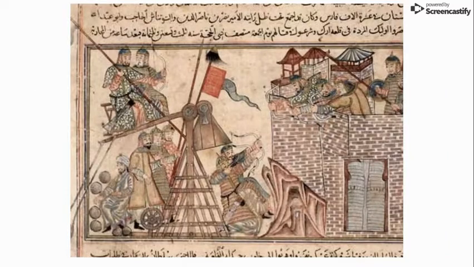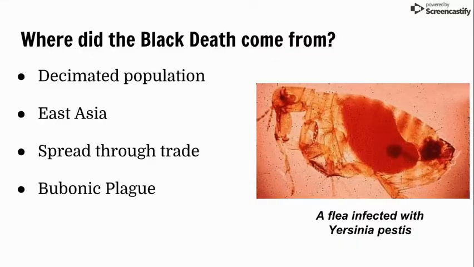Here we have an example of a deliberate spread of the disease when the Mongols used trebuchets to launch corpses who had died from the Black Plague over the walls of the city of Kaffa, which is located in modern-day Ukraine. This is actually the first recorded incident of biological warfare. Overall, pretty epic. So the official bacteria of the plague is Yersinia pestis.